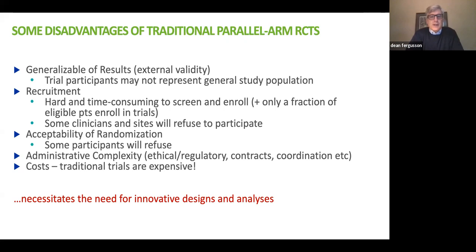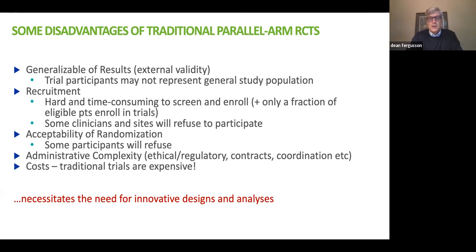Recruitment is also hard. It takes a lot of time to screen and enroll patients. Some patients and providers don't accept randomization. A lot of participants do refuse based on that because they want to receive the best treatment at the time. They're administratively complex. There's a whole bunch of ethical and regulatory issues, not just with our federal regulator, but even local regulators, our ethics boards, and so forth. It's a lot of work, and in most cases, expectedly so. Contracts, coordination, etc. All this adds up to high costs. These simple parallel arm trials are incredibly expensive, especially compared to observational research or big data research and so forth.